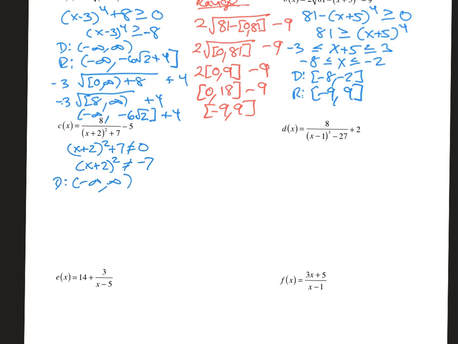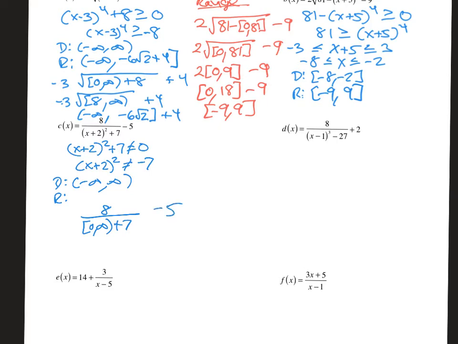Now for the range. So doing the analysis here, I do have some limitations in the denominator because (x plus 2) squared, the smallest it can be is 0, and then it will go towards infinity, plus 7, and I've got the minus 5.